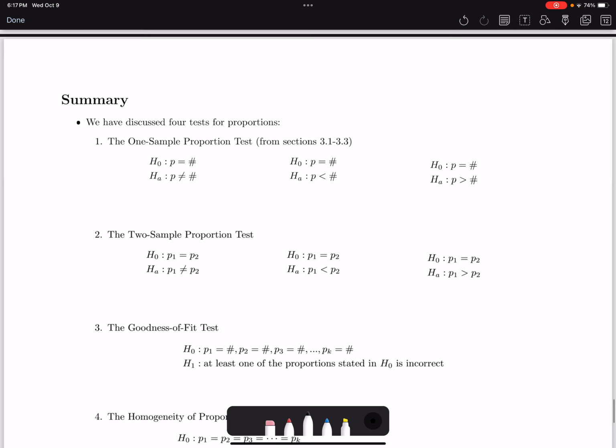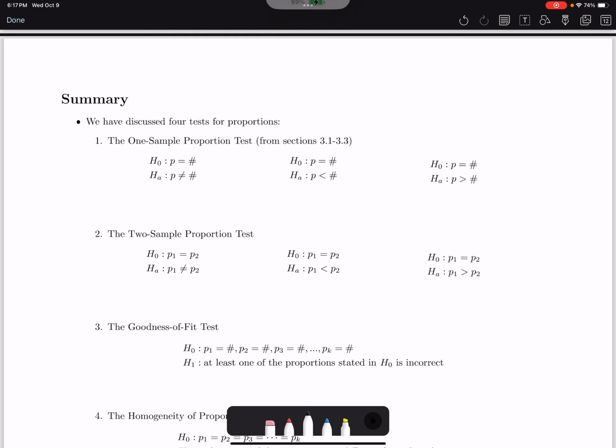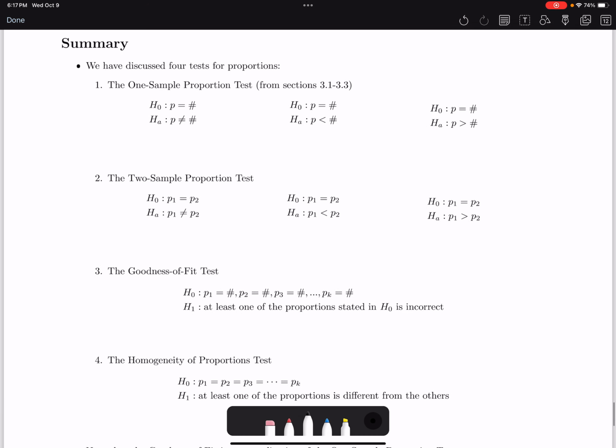Okay, we have covered a lot of ground. This has been a long lecture, and thank you for hanging in there if you're still with me. Let me just summarize real quick, okay? We've discussed in total 4 tests for proportions. We talked about the one sample proportion test from sections 3.1 to 3.3. And this is where we're just testing a single proportion, p equals some number, and then we can run it two-tailed, left-tailed, or right-tailed.